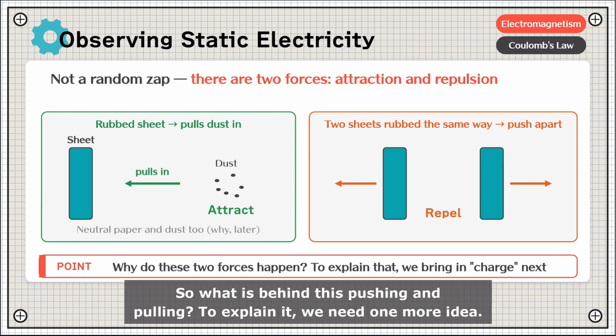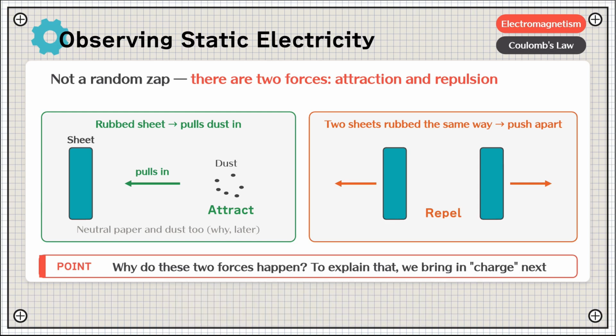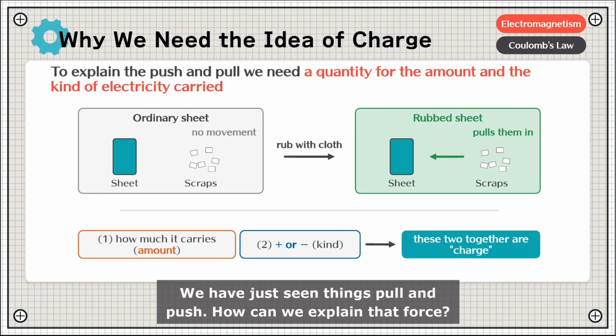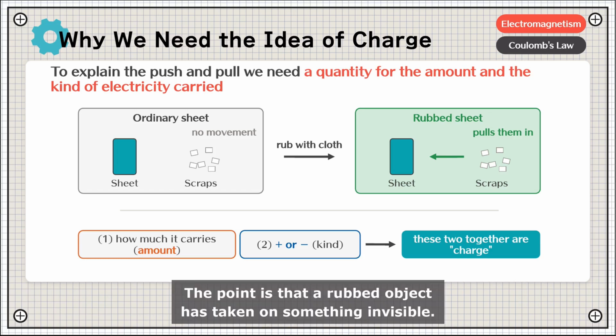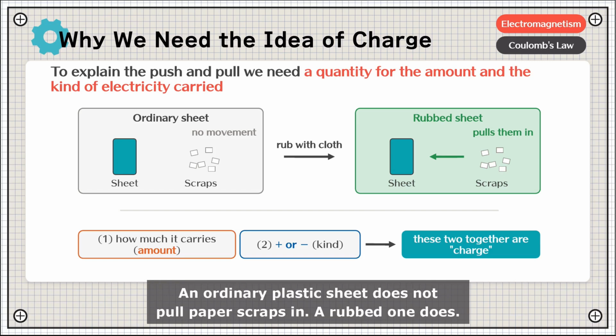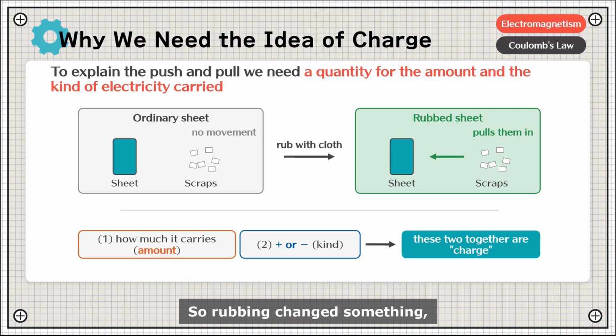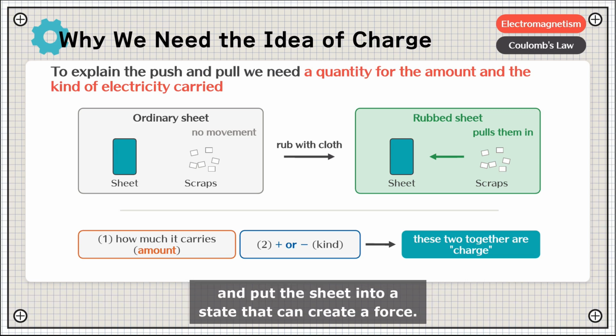To explain it, we need one more idea. We have just seen things pull and push. How can we explain that force? The point is that a rubbed object has taken on something invisible. An ordinary plastic sheet does not pull paper scraps in. A rubbed one does. So rubbing changed something and put the sheet into a state that can create a force.